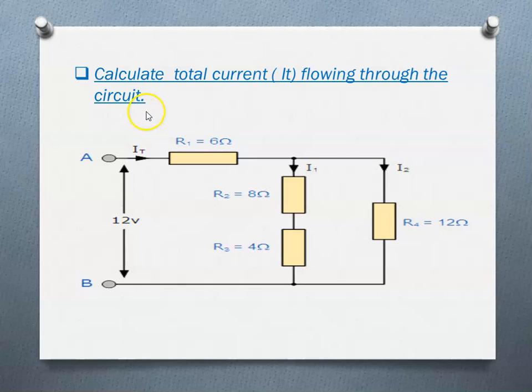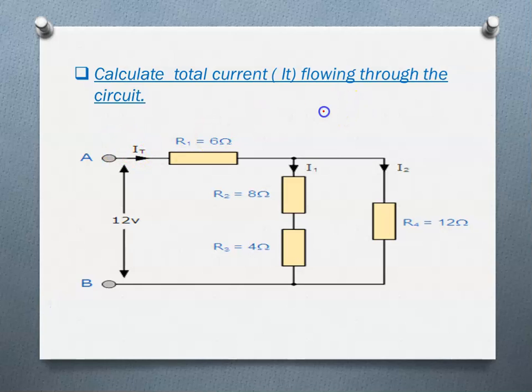Let's take one numerical based on the topics learned in the previous and this lecture. The question is, calculate the total current flowing through the circuit. This is the circuit given, where 4 resistances are connected in this manner and a 12 volt voltage source is given, and we have to calculate this total current IT. How can it be calculated? This current can be calculated with the help of Ohm's law, which says that I is equal to voltage upon resistance.